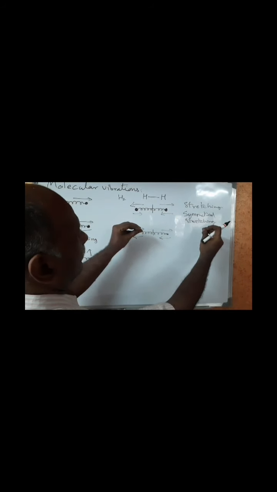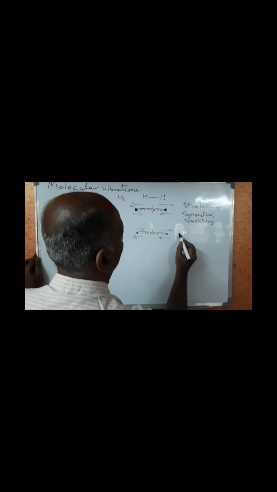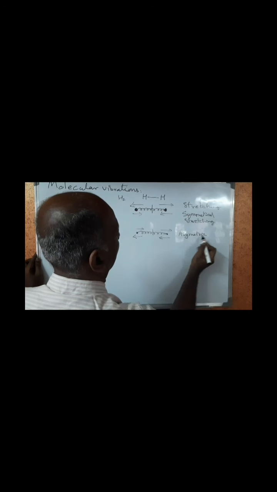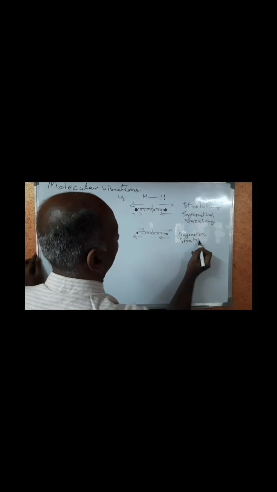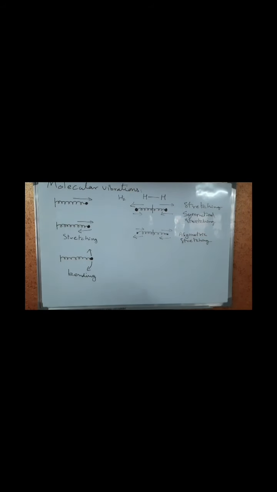See? One is going in, another one is going out. Coming in, going out. So this is your asymmetric stretching, and the earlier one is symmetric stretching vibration. So it is very clear that a simple molecule like hydrogen can show two types of vibration, stretching, and stretching is of two types, symmetrical stretching and asymmetric stretching.